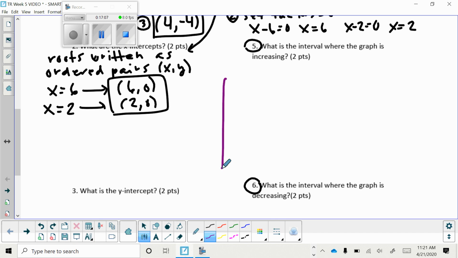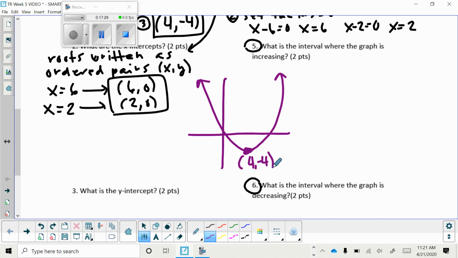We know the vertex is 4, -4. And we know that it's going to open up because the a value of 1 was positive. So this looks something like this. Where this right here is 4, -4. Okay.